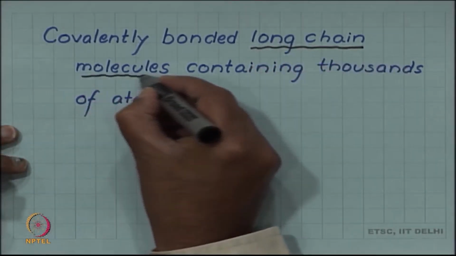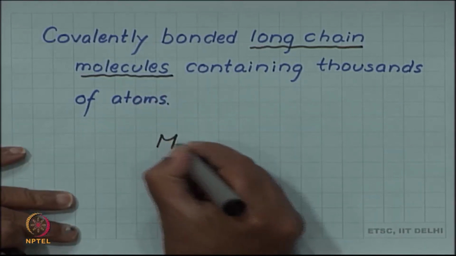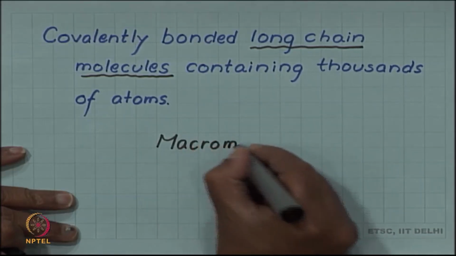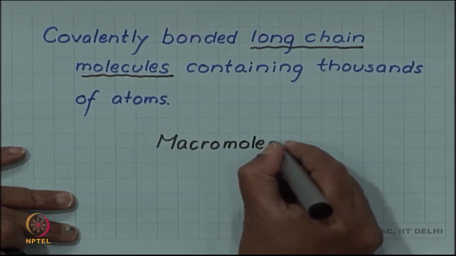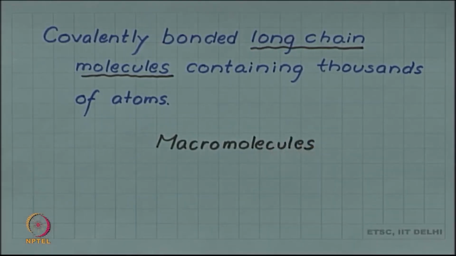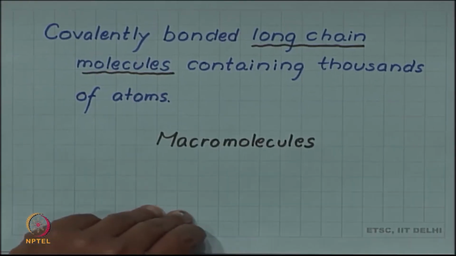Long chain molecules. Sometimes this is also called macromolecules. They may contain 10,000 or 100,000 atoms in one molecule. So, these molecules are really very, very large.